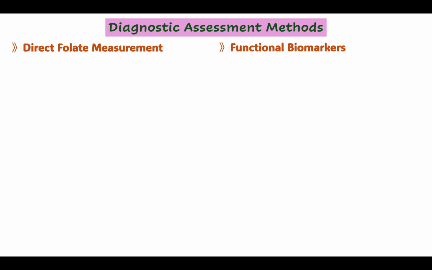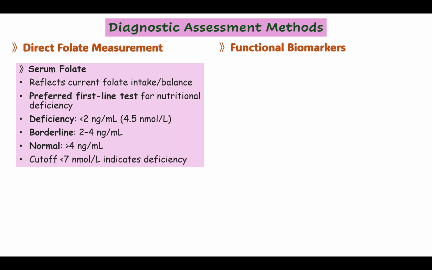Now we move to diagnostic assessment methods. The first category is direct folate measurement. Serum folate reflects current folate intake and balance and is described here as the preferred first-line test for nutritional deficiency. The slide gives a deficiency threshold of less than 2 nanograms per milliliter or 4.5 nanomoles per liter.